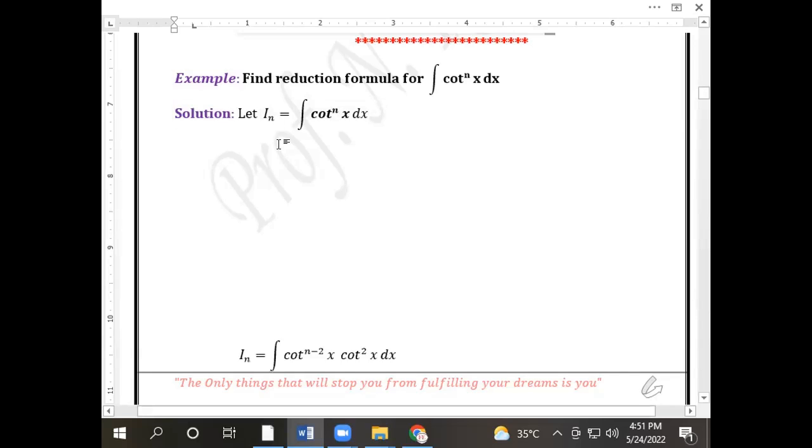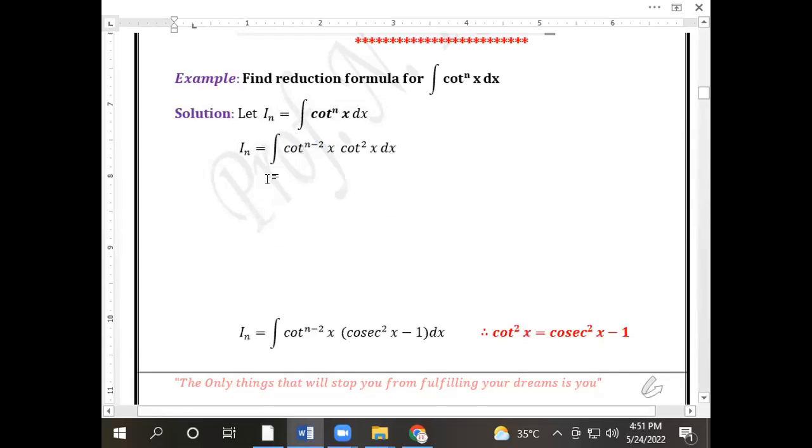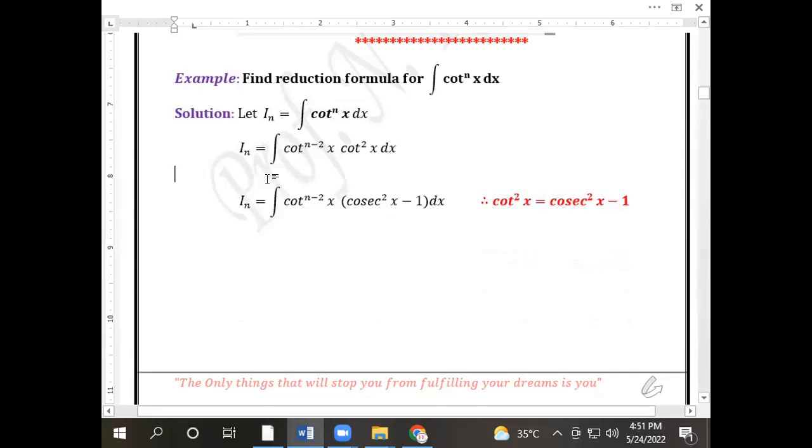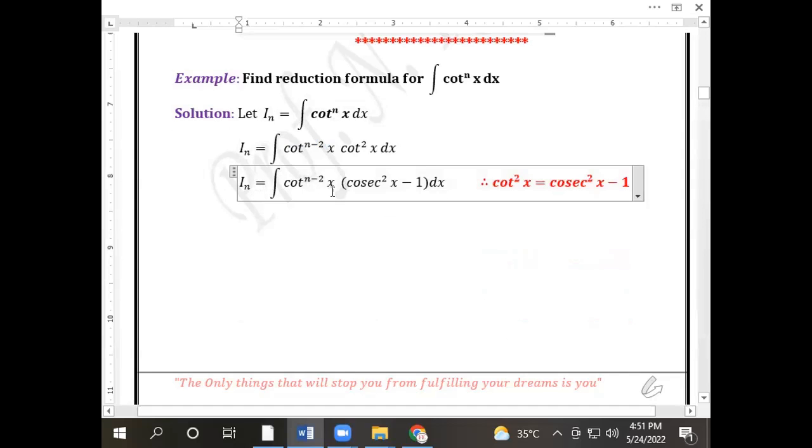Again, we have to split the index of cot in a similar manner: n minus 2 and cot square. Again, we know that the value of cot square is nothing but cosec square minus 1. We have to change the value of cot square to cosec square minus 1. Then we have to make the multiplication with this.